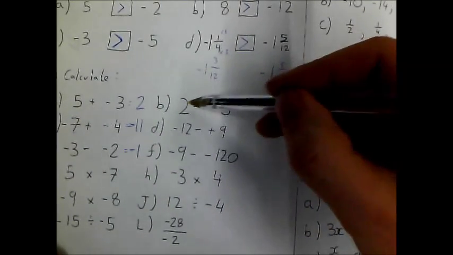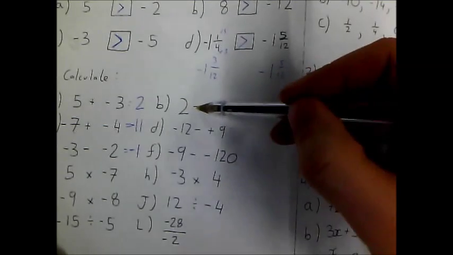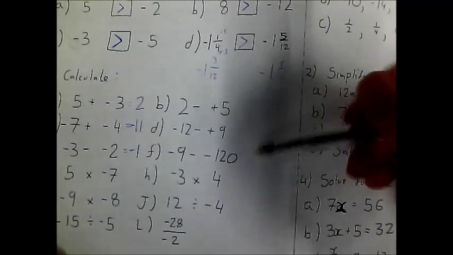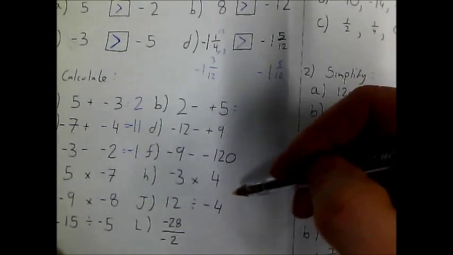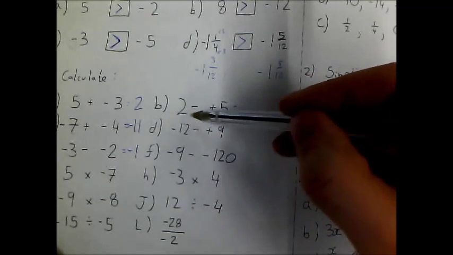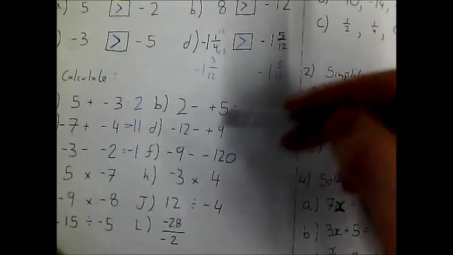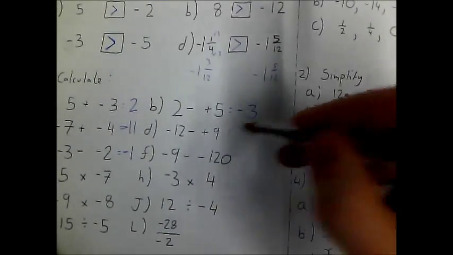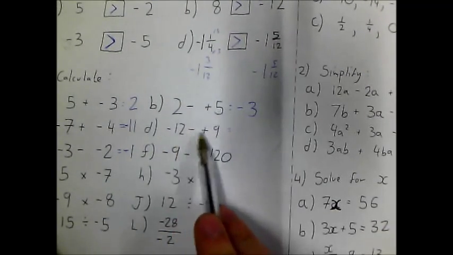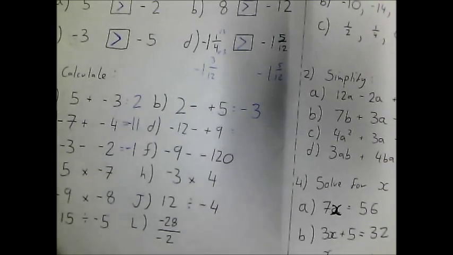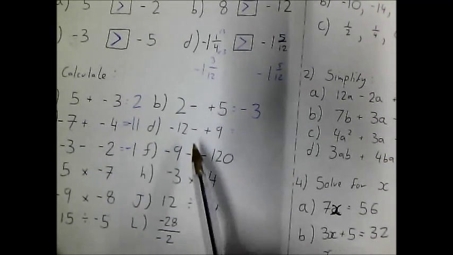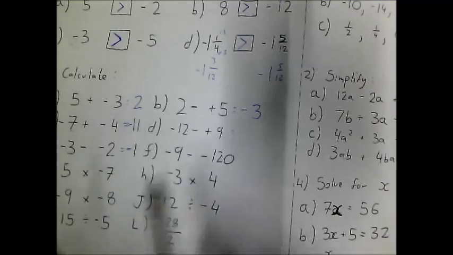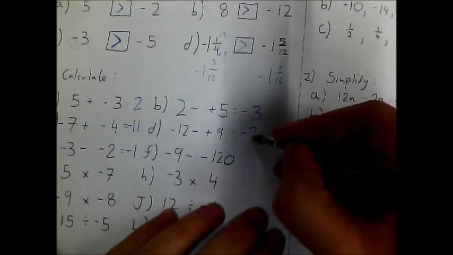Let's do those now. So 2 take away +5. If I take away a positive number, my number goes down. So 2 down by 5, well, if I go down by 2, I'll get to 0. I've got 3 left, so go down by another 3. That's -3. Okay, -12, going down by 9. So if I go down by 8, I'll get to -20. So down by 9 will be -21.